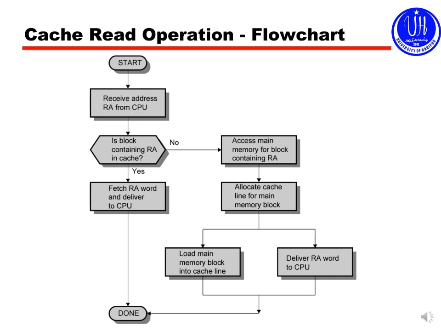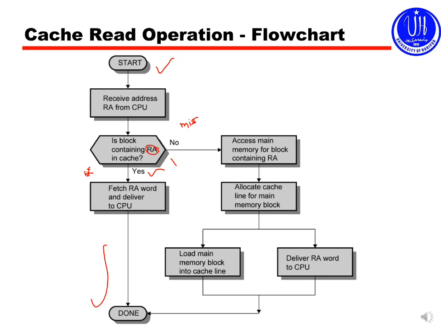This is the basic flowchart of the cache operation. Generally, when an address comes from the CPU, it first checks whether the block containing this address is in the cache. If the block is found in the cache, this is called a cache hit. The word is fetched and delivered to the CPU and finished. So what is a cache hit? If the CPU requests a block and finds it in the cache, this is called a cache hit. But if the block containing this address is not found in the cache, this is called a cache miss. This is miss and this one is hit. So this is the basic definition of cache hit and cache miss.